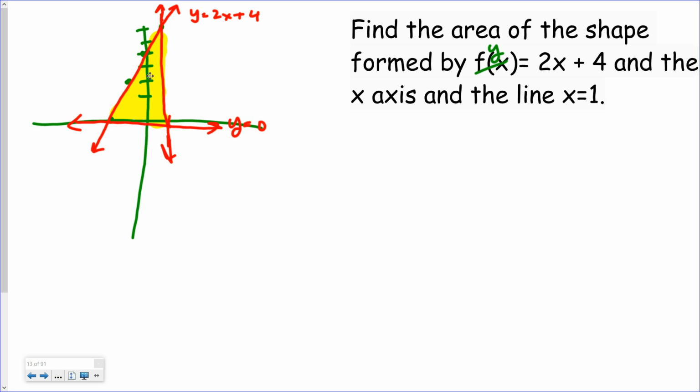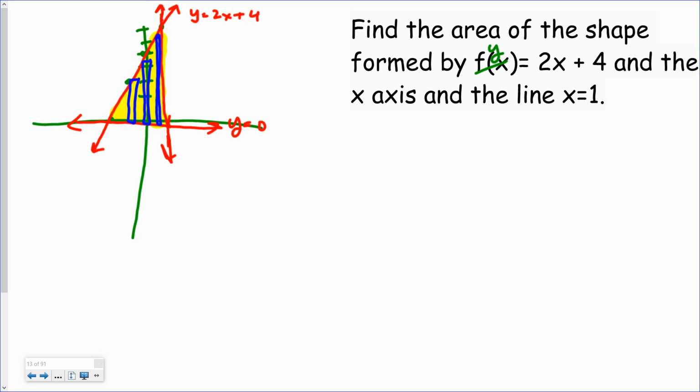Okay, so I've got my shaded area here, and I want to find the shape formed by this shaded area. And one thing I learned last year was that if I make a rectangular bar here, and I make an infinite number of them, and I made them smaller and smaller and smaller until there's an infinite number, I can find the area under the curve, or I can find the area of this yellow figure here.